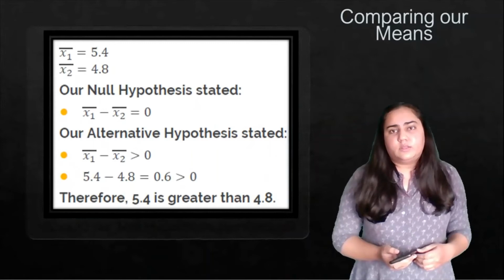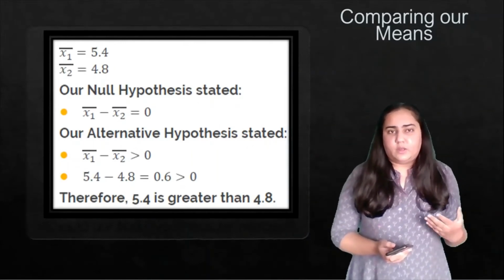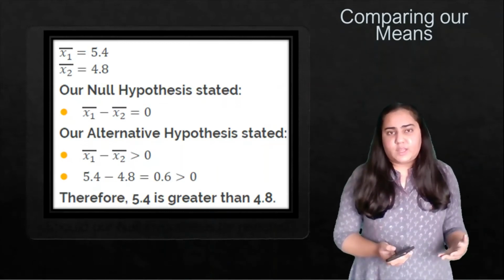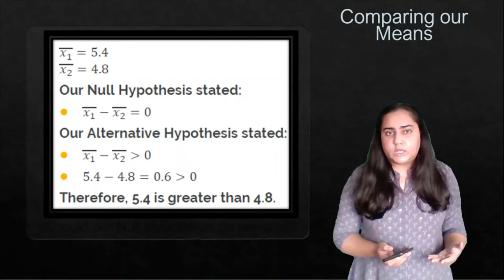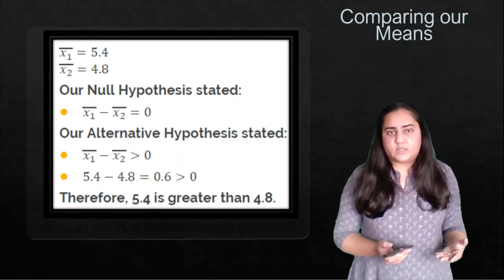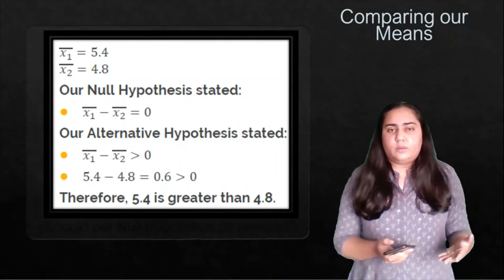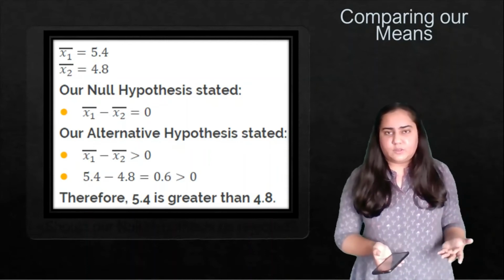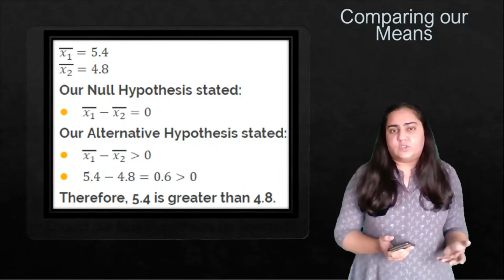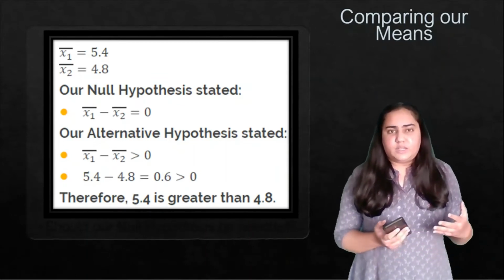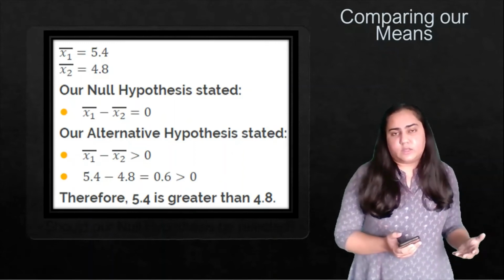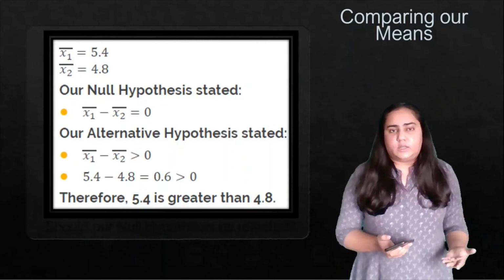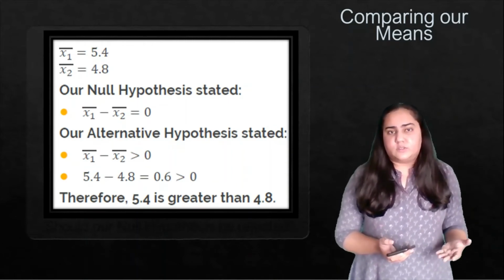Okay. So first of all, we begin by comparing our means. The first group's mean was 5.4. For the second group, the mean was 4.8. Our null hypothesis stated that x̄1 minus x̄2 would be 0, because the null hypothesis said that the flu medication has no effect on how many days the volunteers experience flu symptoms. So that's why the difference between those two means is 0.